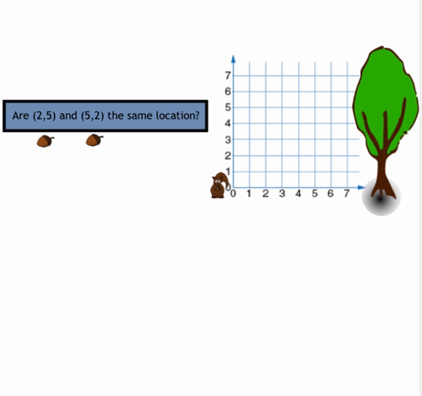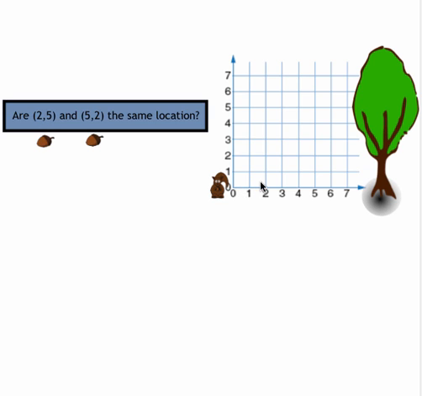All right, we have a question for you now. After you've played around with this for a little bit, are (2, 5) and (5, 2) the same location? Well, let's just remember: over, up. Why don't we plot both of the points and see what happens? Let's go ahead and plot the (2, 5) first.